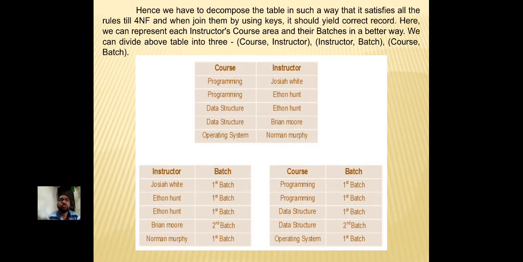Hence, we have to decompose the table in such a way that it satisfies all the rules till 4NF, and when we join them by using keys, it should yield the correct records. Here we can represent each instructor, course area and their batches in a better way. We can divide the above table into three: course instructor, instructor batch and course batch.